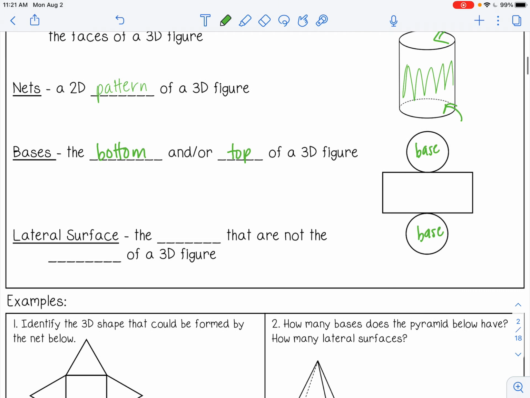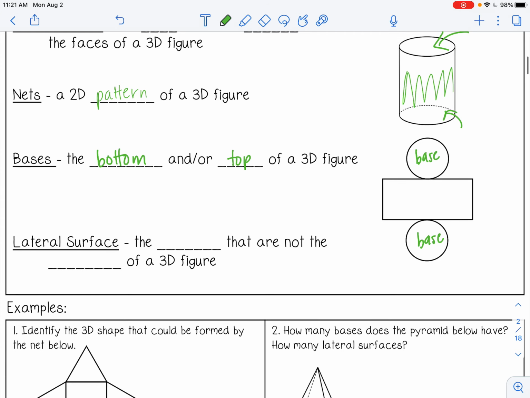And then a lateral surface is basically the other surfaces, so the faces that are not bases. So this would be a lateral surface.